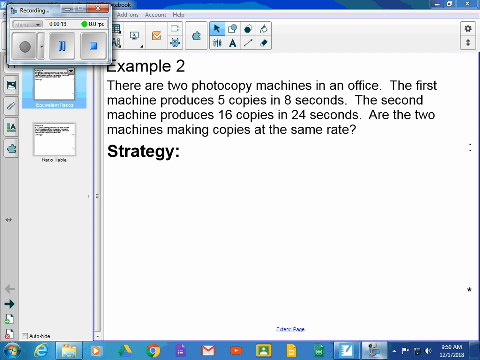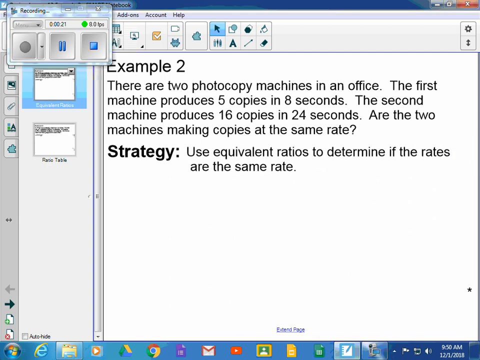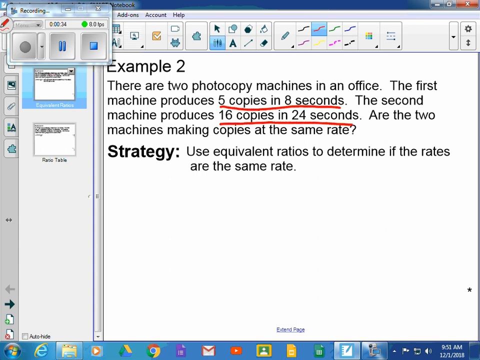Now the first strategy that we're going to use is a tool I like to call equivalent ratios to determine if the rates are the same. First of all, they give us rates at which the copy machines produce copies. We can take those rates and write ratios that would represent them.